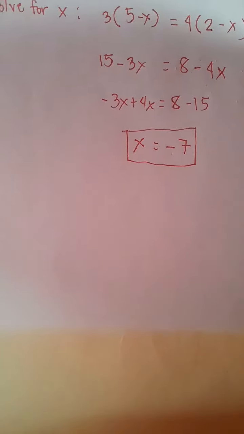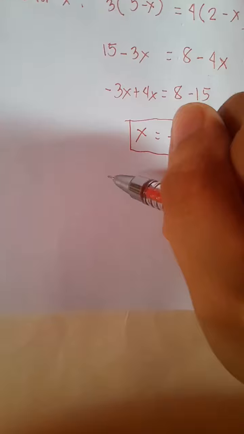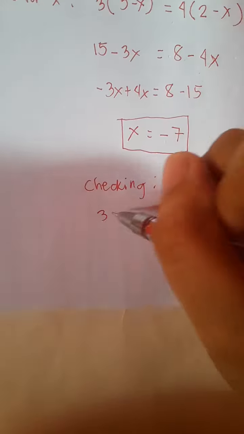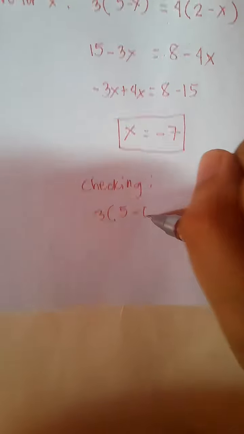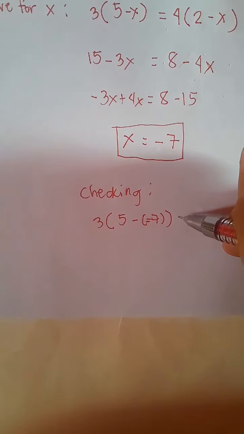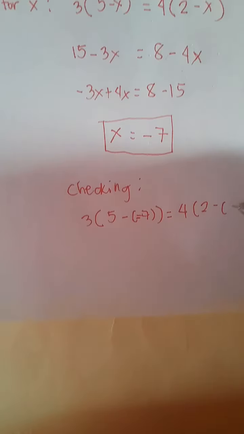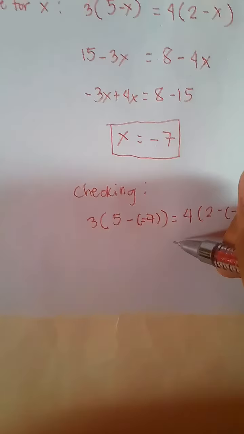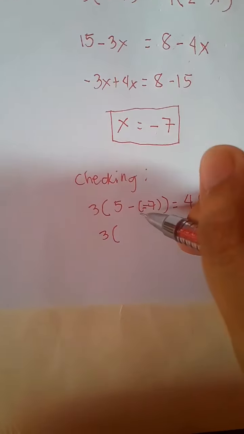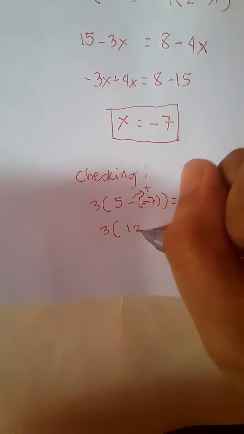To check if our answer is correct, we will substitute negative 7 in the original equation. So, checking, we have 3 times the quantity of 5 minus negative 7, and then equals to 4 times 2 minus negative 7. So 3 times 5 minus negative 7, it will now be positive. So 5 plus 7, we have 12.